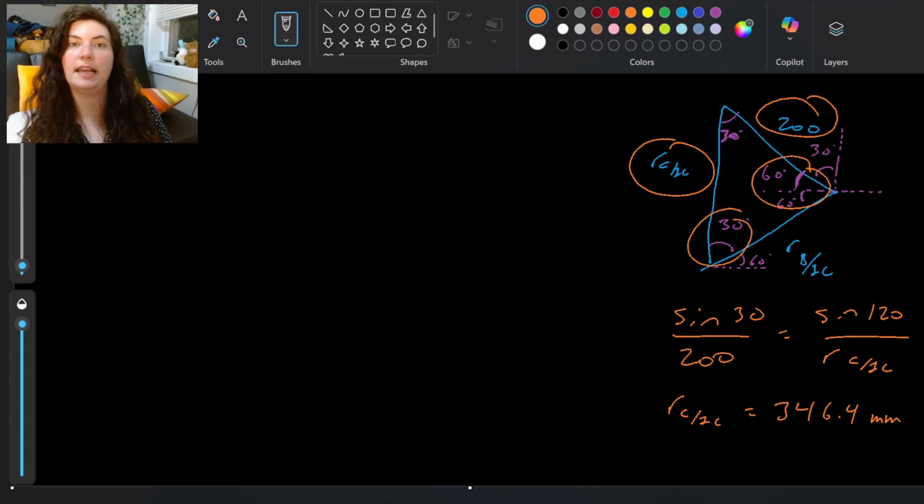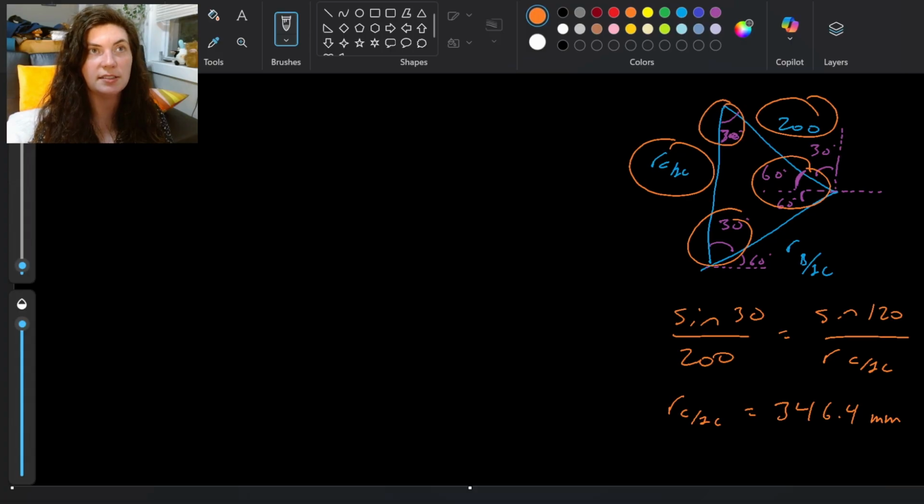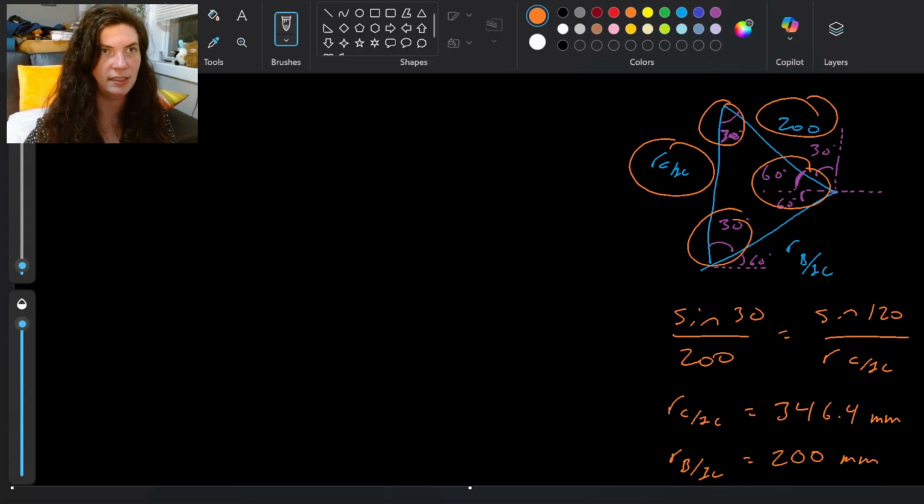Right, and I can do the same thing to find RB with respect to IC. And that one is even easier because it's another 30-degree angle. So my sine 30 over 200 equals sine 30 over what? 200. That one's a pretty straightforward law of sines. Or really just law of symmetry, just by symmetry. It's an isosceles triangle. We can figure out that RB with respect to IC is 200 millimeters.